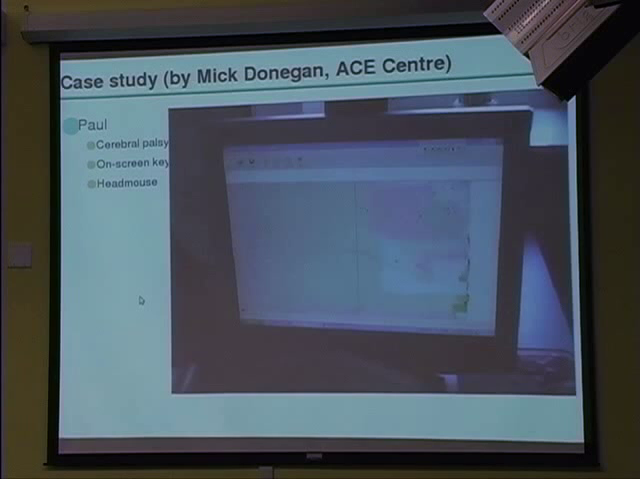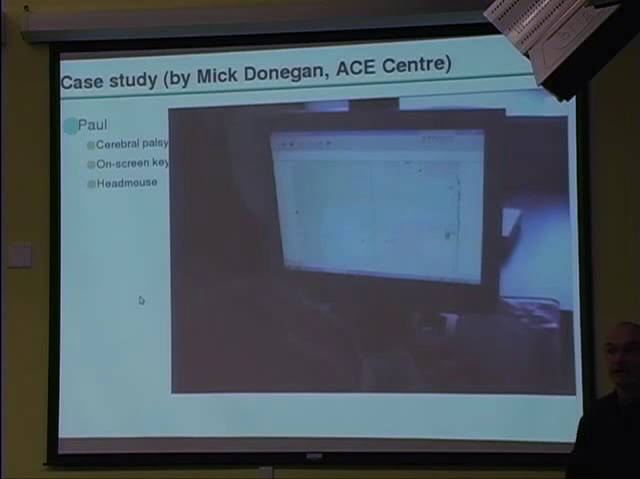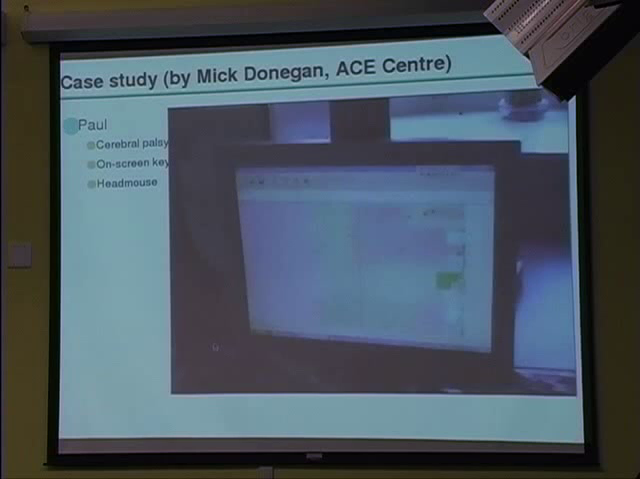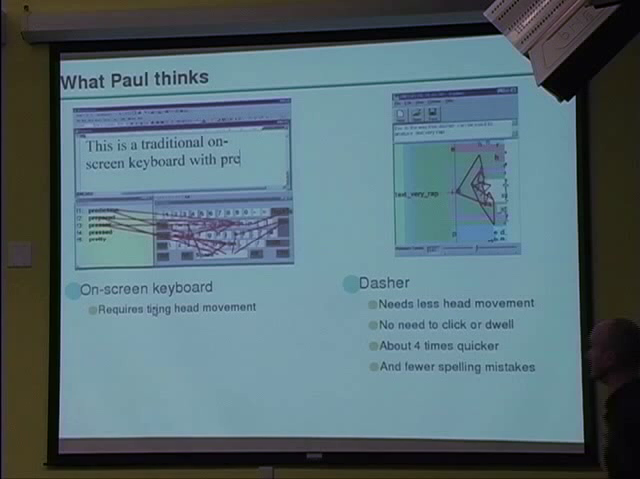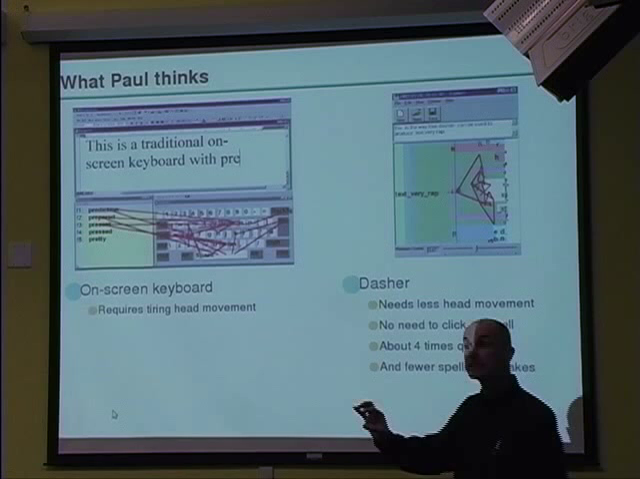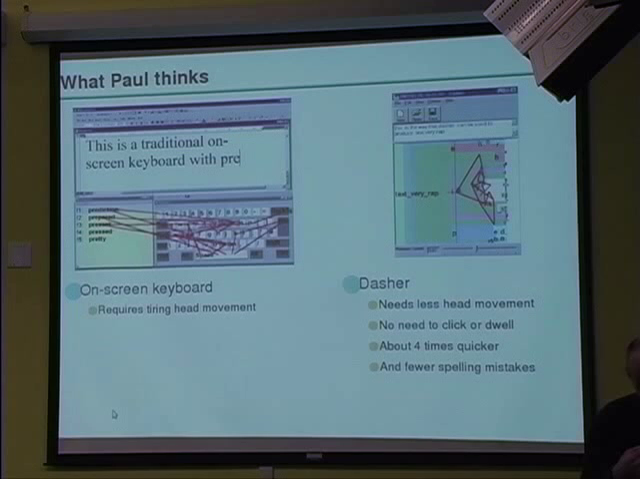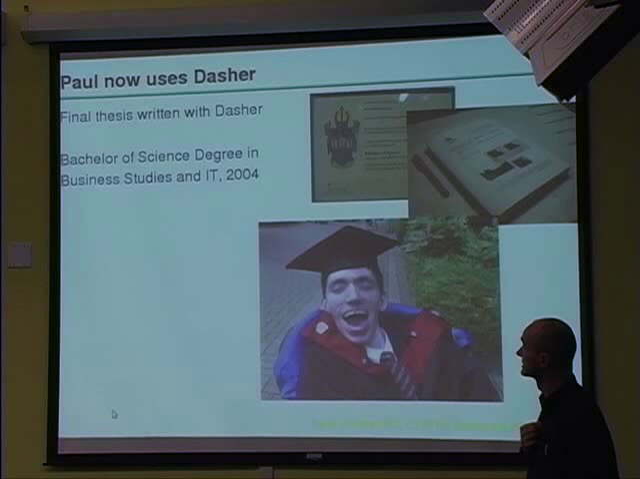So this is Paul's head here, moving around. And you can see the rate at which he's moving in Dasher is very similar to the rate I've been demonstrating it to you today. And Mick interviewed Paul and asked him what he thought about Dasher. And he said, in contrast to the on-screen keyboard, which requires tiring head movements over quite a large range, and the movements have to be quite precise and held for a particular duration, Dasher needs less head movement over a smaller part of the screen, and there isn't any need to click or dwell at particular times, and he thinks he can write about 4 times quicker with Dasher, and finally, he makes fewer spelling mistakes. And the last piece of good news was he used Dasher to write his final thesis at Aston University and graduated in 2004 with a bachelor's degree.